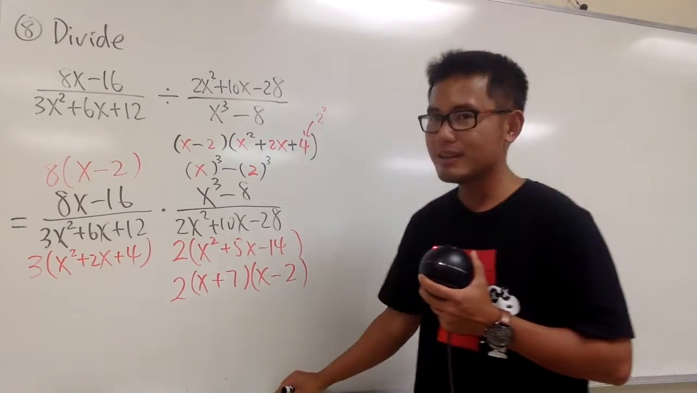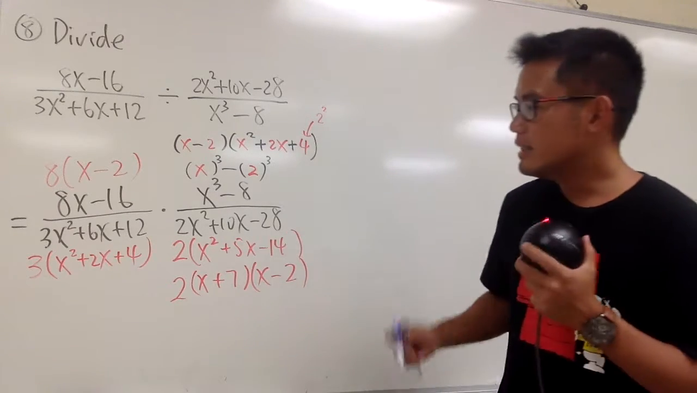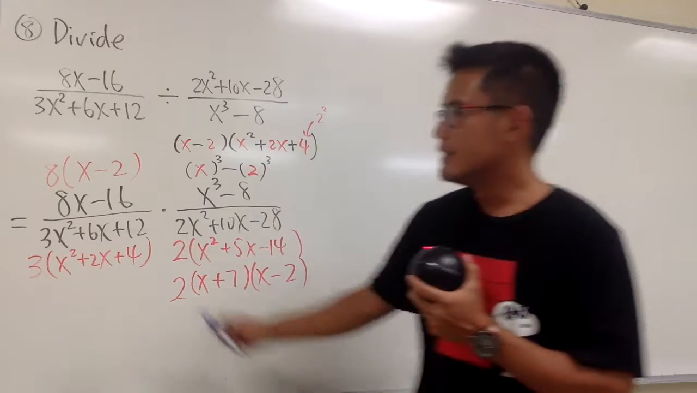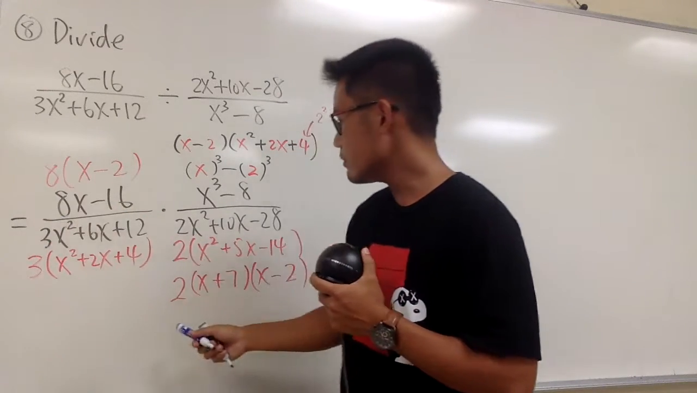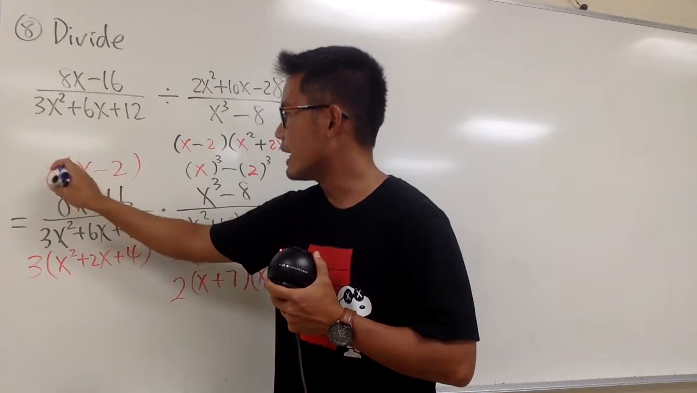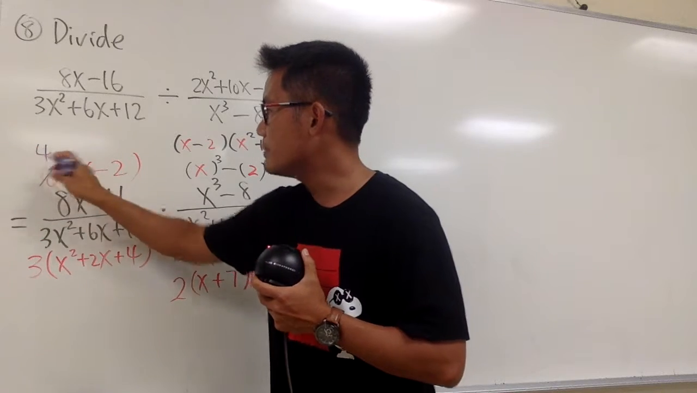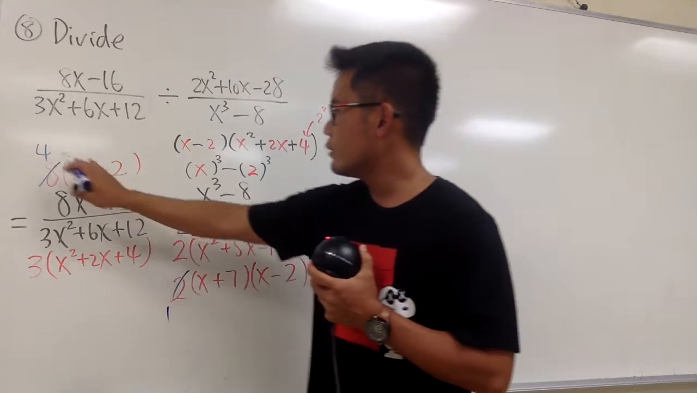And now, here comes the best part. This is how I recommend you guys to do it. Start with the top left corner. Here we have the 8, right? I see I have the 8 here. I see I have the 2 right here. So we can reduce that. 2 goes into 8 4 times. 2 goes into 2 1 time. Okay? And then we're done with that.